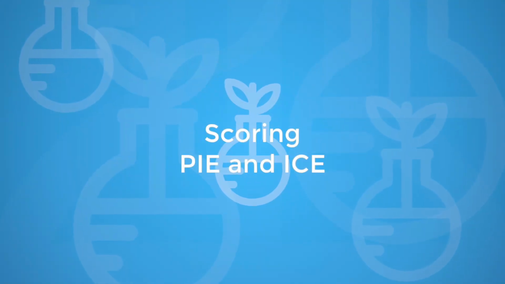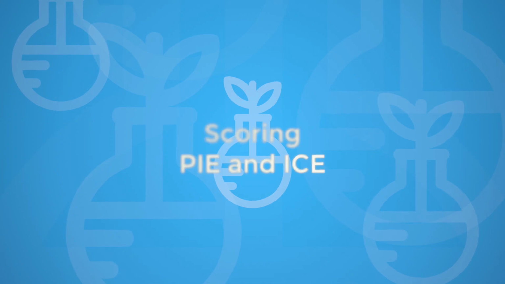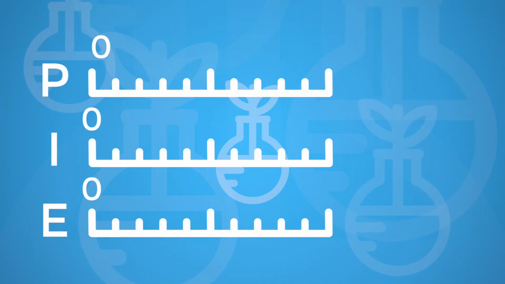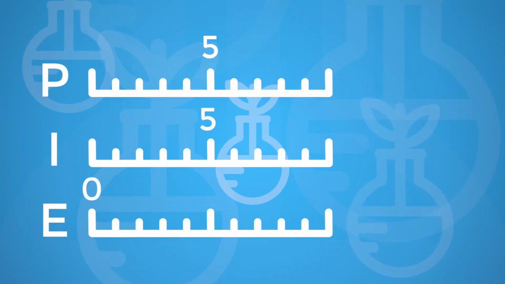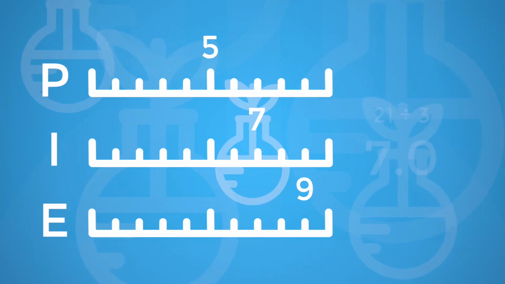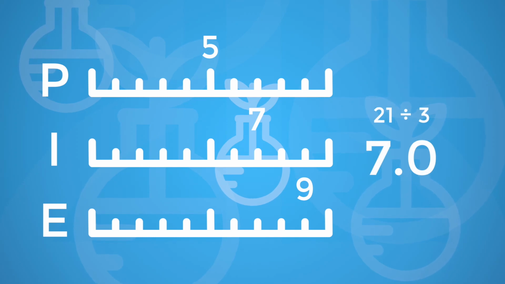The pros of using the PIE and the ICE framework are that they're really easy to get started. The scoring system is simple. Pick a number between 0 and 10 for each of the variables, and you've got your PIE score or your ICE score. The cons are just that it's too easy, and also this scoring system is really subjective.